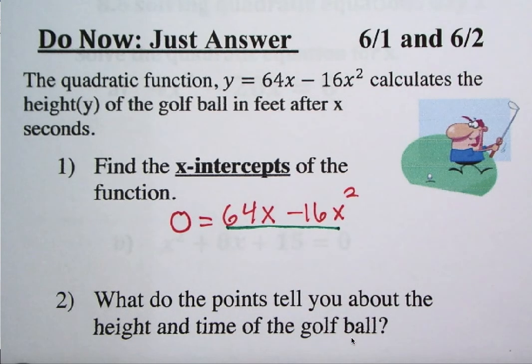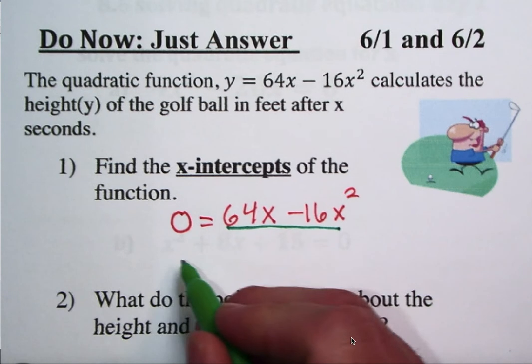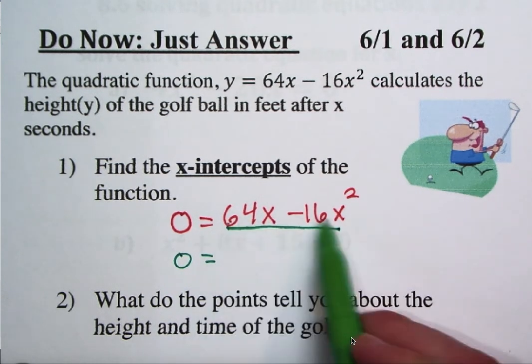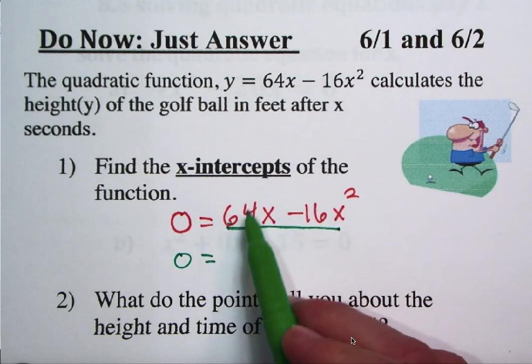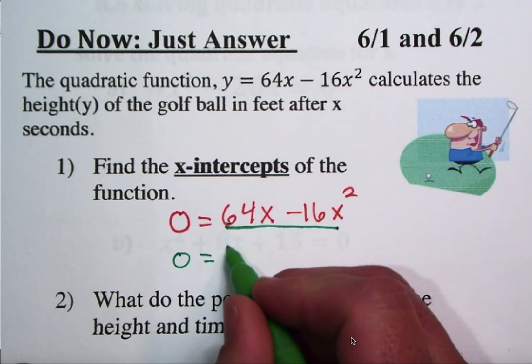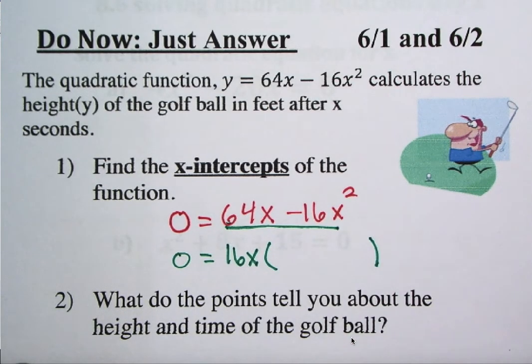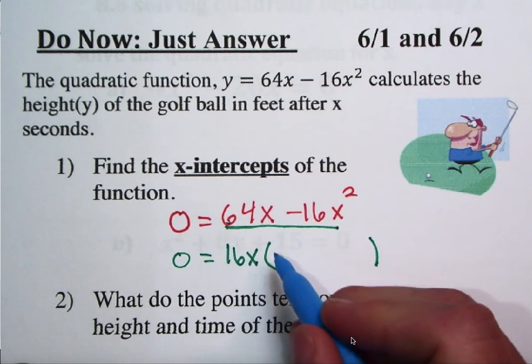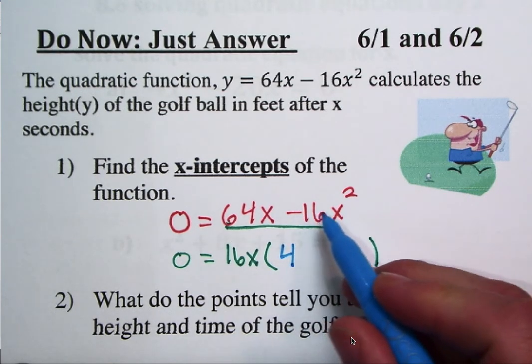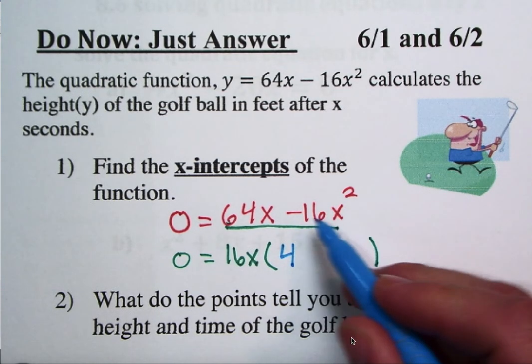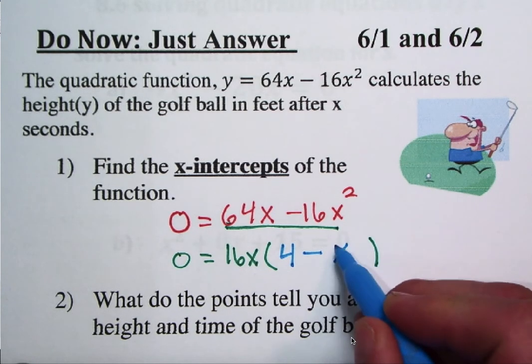So how many terms? 2. Is there a GCF other than 1? This time there is. You can pull a factor of 16x from both of these. If you pull a factor of 16x from 64x, you're left with 4. And if you take 16x from 16x squared, you're left with just an x.